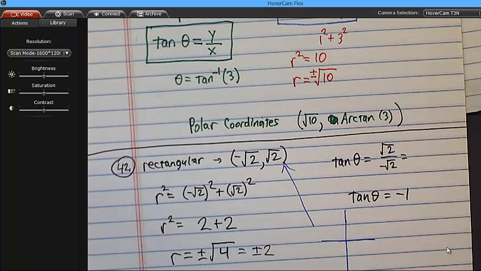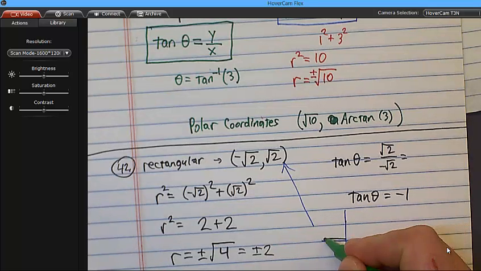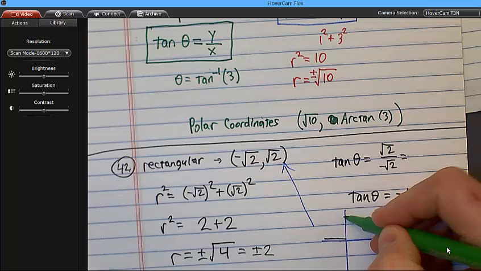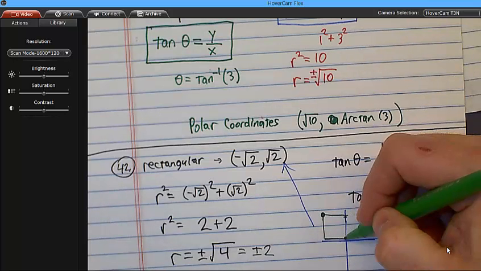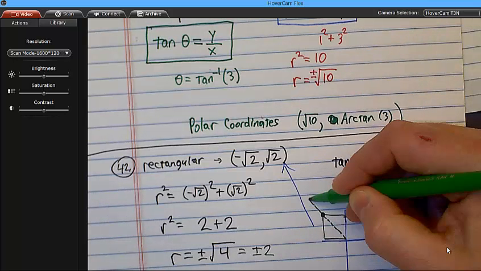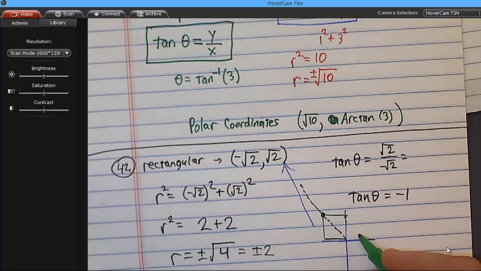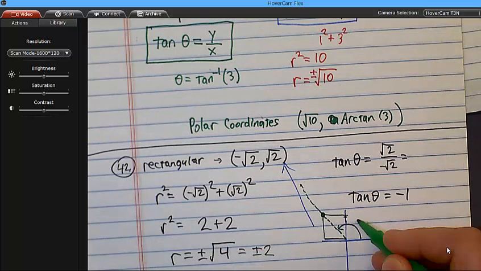Quadrant 2? Okay. Because I go to the left for the negative number, and then I go up the same amount. So really, it's kind of the diagonal of a square here, right? Negative square root of 2, square root of 2. So one thing you might ask is, can you predict what that angle theta should be?